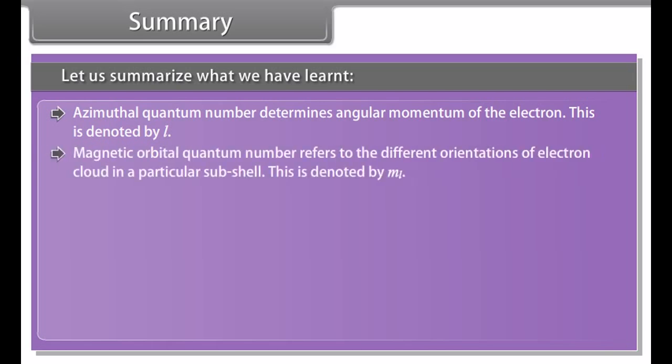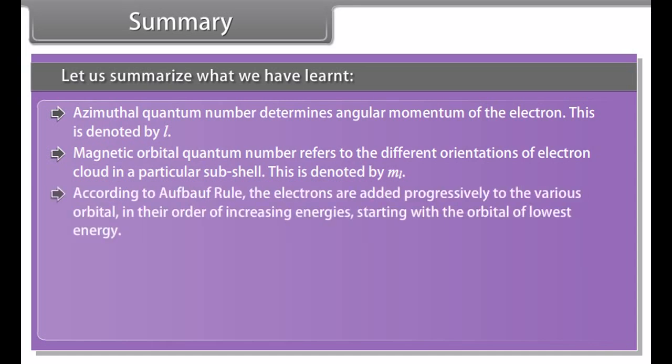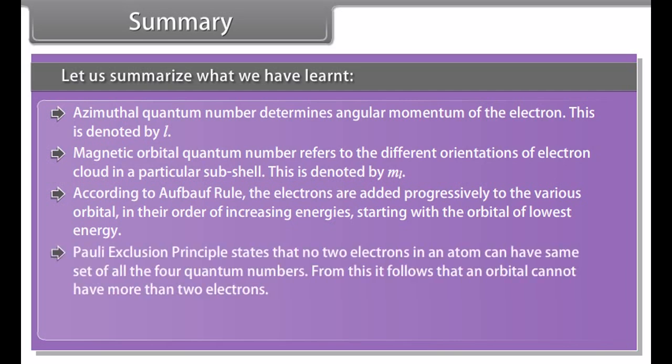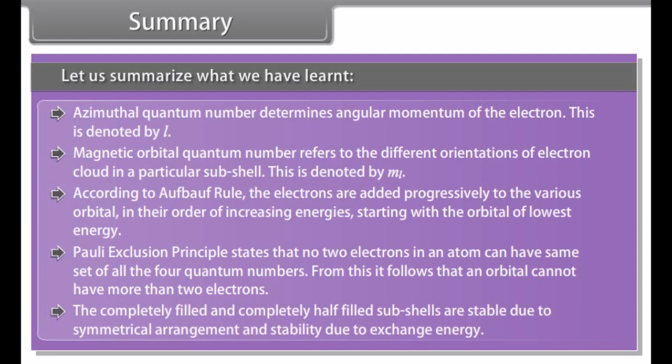The magnetic orbital quantum number refers to the different orientations of the electron cloud in a particular subshell. This is denoted by ml. According to the Aufbau rule, the electrons are added progressively to the various orbitals in their order of increasing energies, starting with the orbital of lowest energy. Pauli's exclusion principle states that no two electrons in an atom can have the same set of all the 4 quantum numbers. From this, it follows that an orbital cannot have more than 2 electrons. The completely filled and completely half-filled subshells are stable due to symmetrical arrangement and stability due to exchange energy.